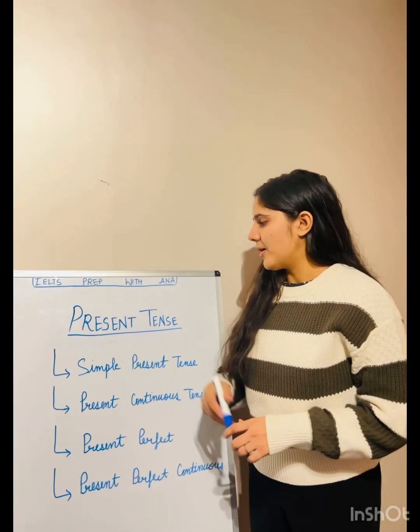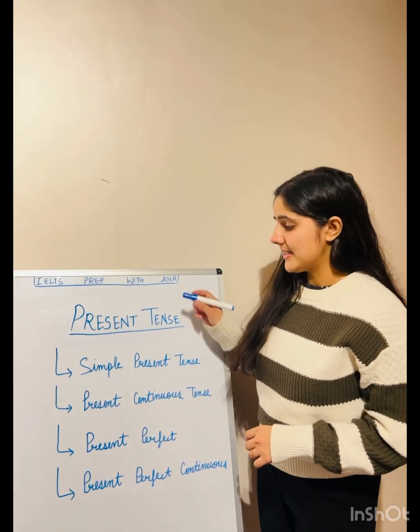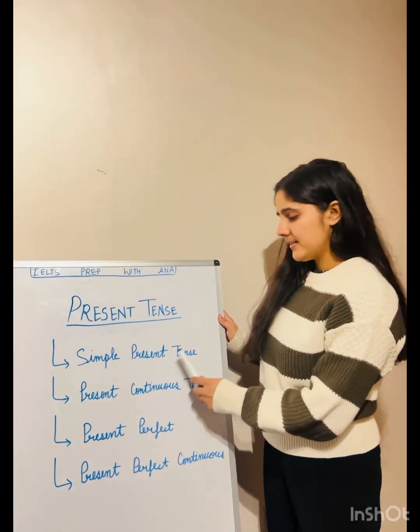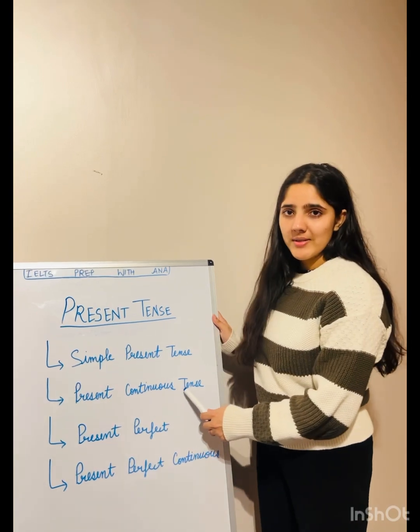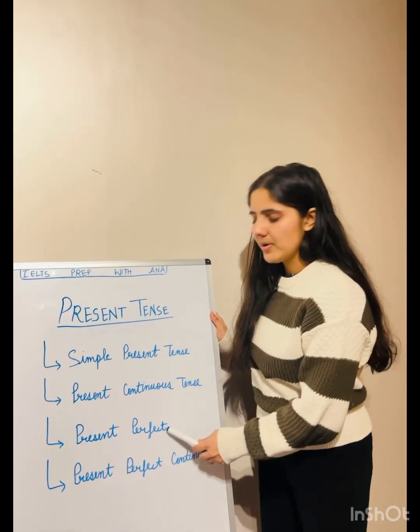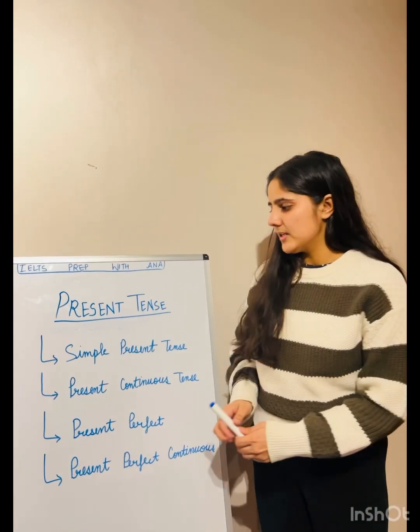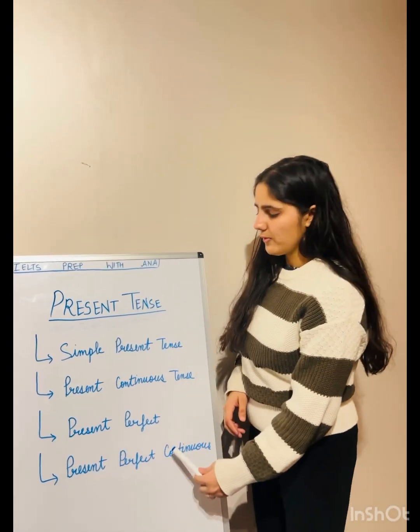Let's first learn about present tense. So present tense is of four types. First one is simple present tense. Then present continuous tense, present perfect tense, then present perfect continuous tense. So we will be learning about these four today.